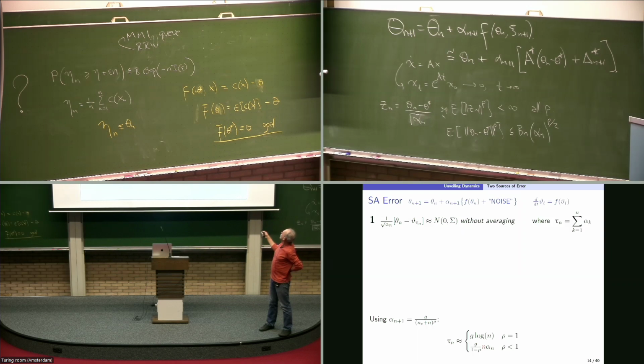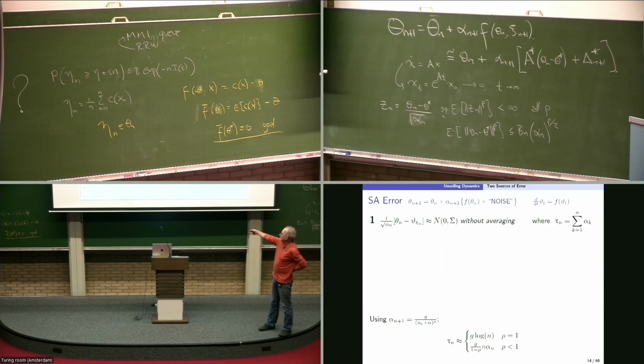I'm looking at the ODE, and I'm trying to compare it to the recursion. I would have to compare theta n to this other theta tau n and divide that by the square root of alpha n, which is what's occurring here. And that's going to be approximately Gaussian for large n without averaging. And here's where you can really see an issue with step size, where it really is important.